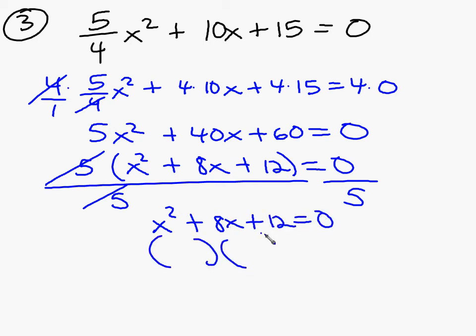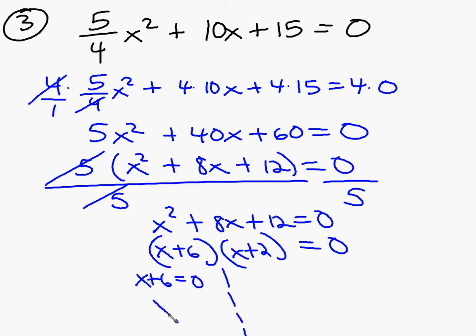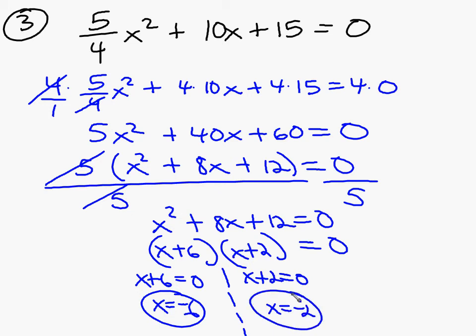Now I can factor this one. I don't need product sum because it's just x plus 6, x plus 2, split it into 2. x plus 6 equals 0, x equals -6, x plus 2 equals 0, x equals negative 2. So that gets you a little start on factoring. We're going to learn one of the other methods today, and that's extracting the square.